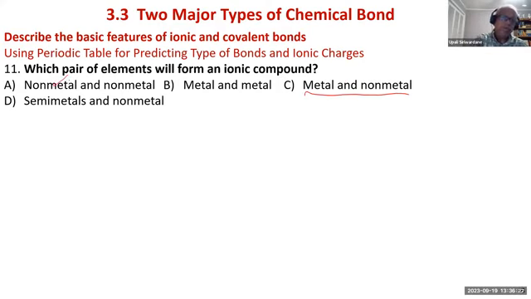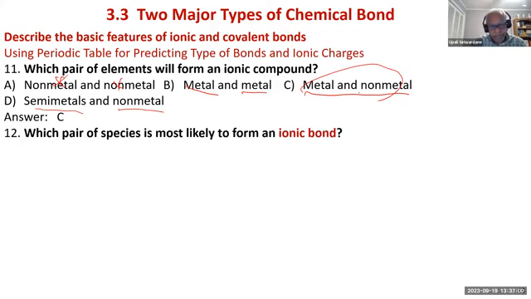Non-metal forms covalent bond. Metal with metal makes metallic bond. That's a different issue. Semi-metals are very close to non-metals. They are half non-metals. Therefore, they don't make ionic bonds. So the only pair of elements that form an ionic bond is a metal and a non-metal. Answer is C.